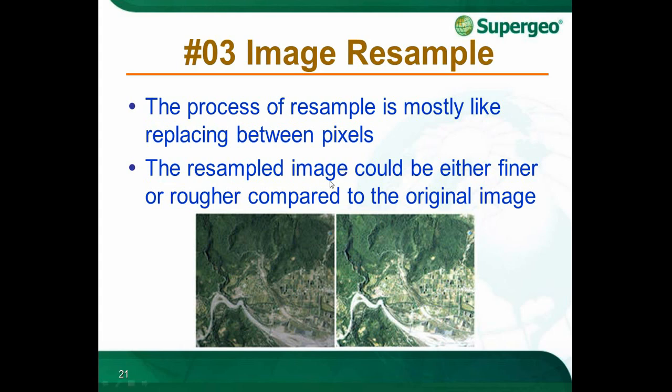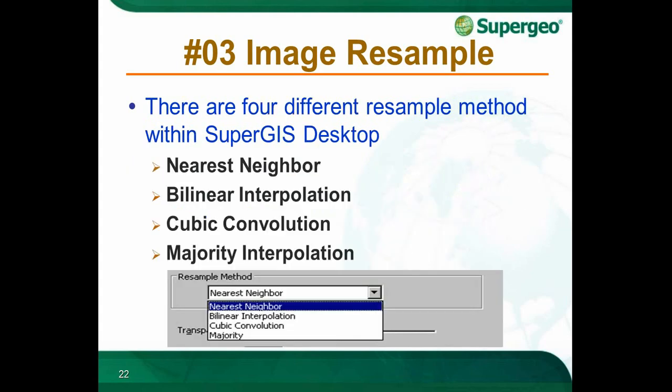The resampled image could be either finer or rougher compared to the original image, depending on the options you have set up, like whether you want to refine it, or lower the resolution. And actually there are 4 different resample methods within the SuperGIS Desktop, which are the nearest neighbor, the bilinear interpolation, the cubic convolution, and the majority interpolation, and you can select between these 4 methods when doing this process.